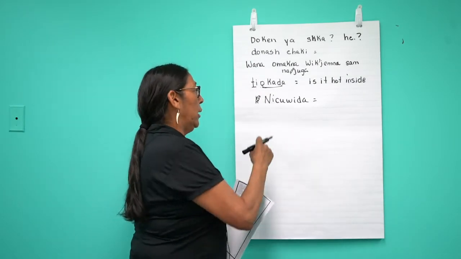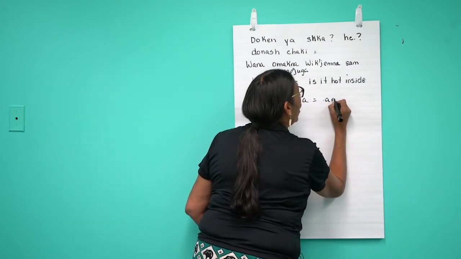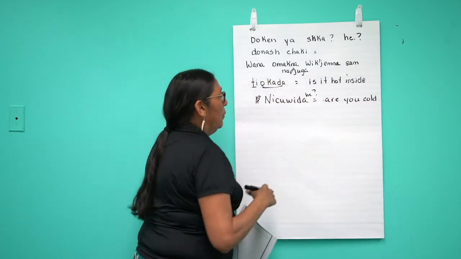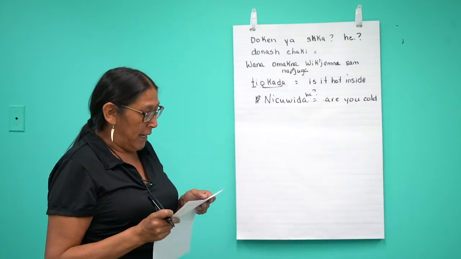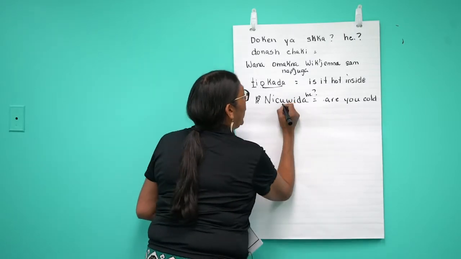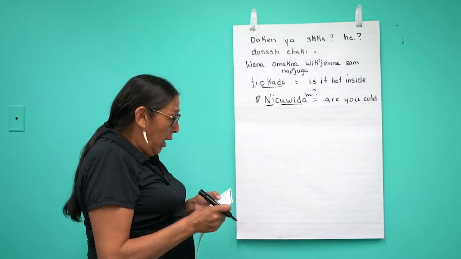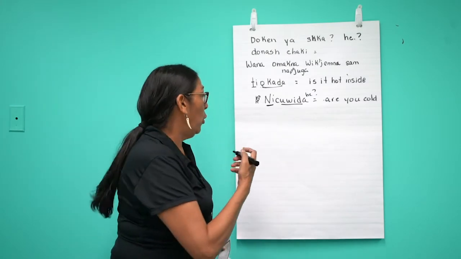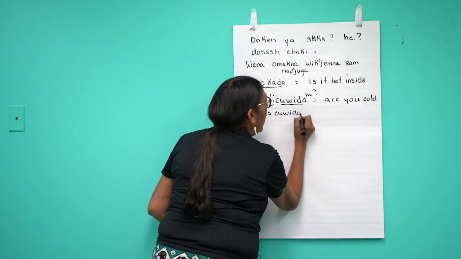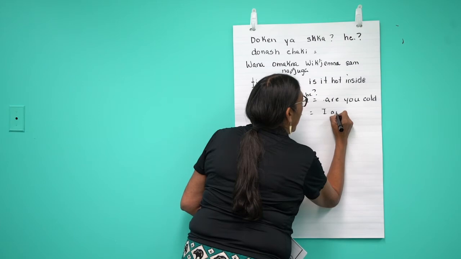Nichuida. Are you cold? This is another question. Nichuida. Are you cold? Nichuida he. Are you cold? I'm putting the he, the question marker, at the end. Nichuida meaning you. Chuida is to be cold, and this is making it you. I'm asking you, are you cold? Now I'm saying I'm cold, because I'm saying ma. Ma chuida. Yes, nina ma chuida. I am very cold. I am cold.